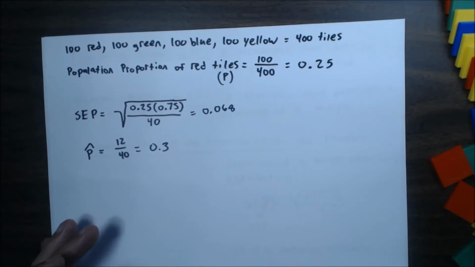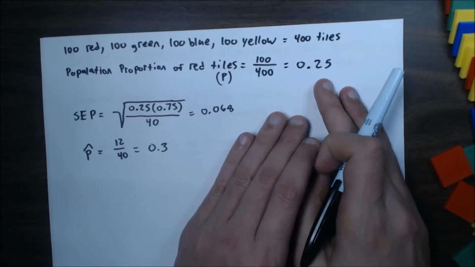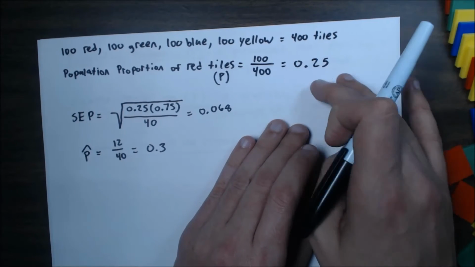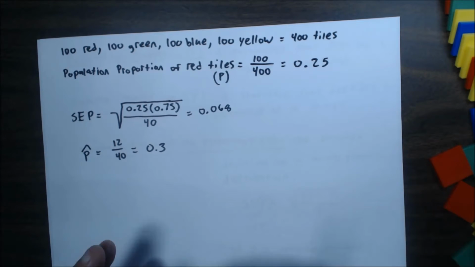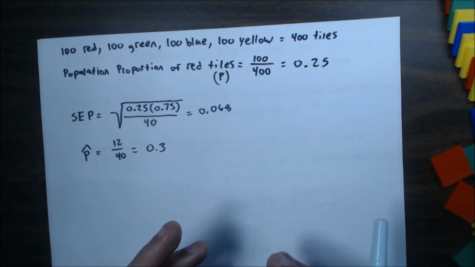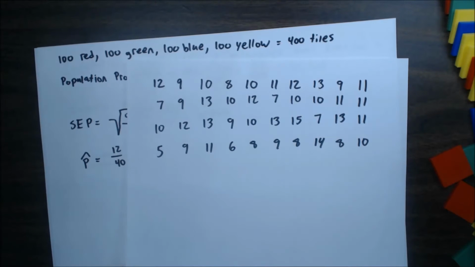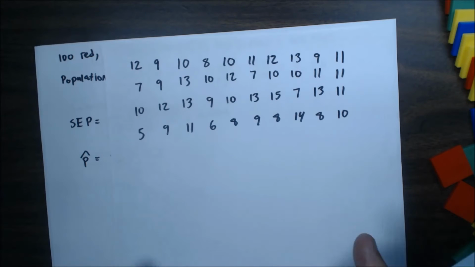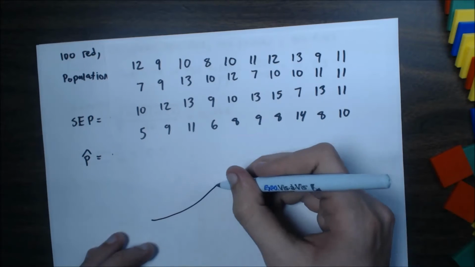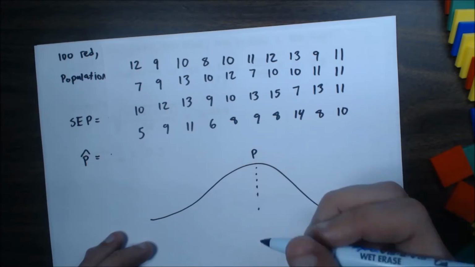Go back to these vocabulary words again. 0.25 is the actual proportion of the population. 25% of the tiles are actually red in the bag. If I do a sample, I should find about 25% are red. Sometimes it'll be a little more, sometimes it'll be a little less. But if I do that trial a ton of times, like I did here, all of those trials make a normal distribution, where the mean of that distribution at the center should actually be P.